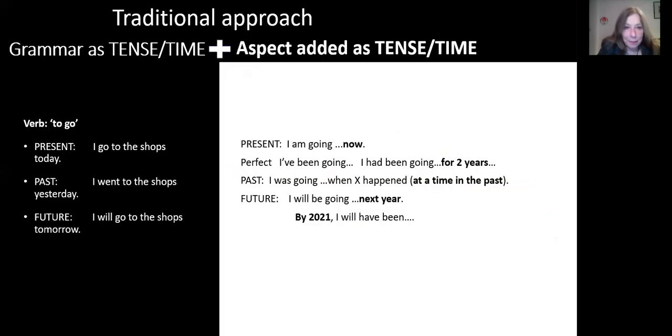So, here I want to show how the current view of language grammar as tense doesn't make much sense, and it's not very useful, really. This is a typical presentation of grammar. I go to the shops today, I went to the shops yesterday, I will go to the shops tomorrow. So it's based on time. Aspect is added, but again, it's usually connected to time. I'm going now, I have been going, or I've been going for 2 years.